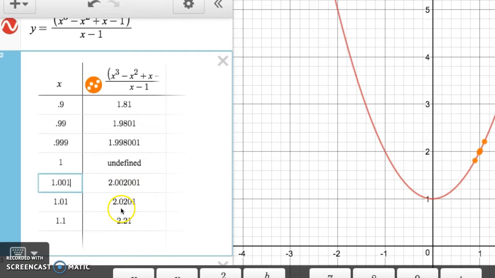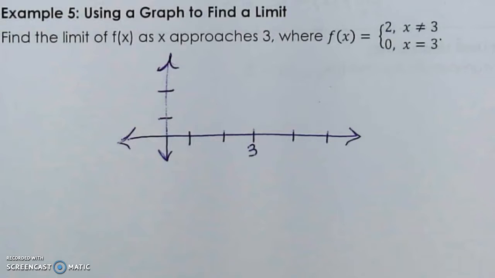I've got 2.2, 2.02, 2.002. So we're getting really close to 2, and so I'm going to say my limit is 2. Example 5, we are using a graph to find the limit.